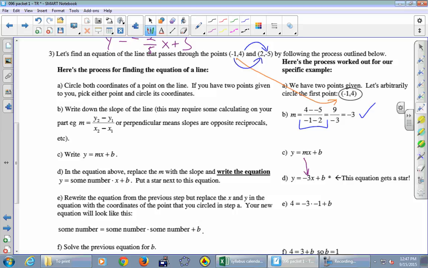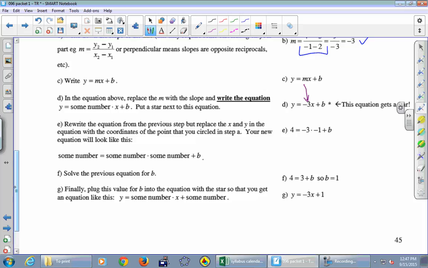Okay, let's see. So we got that. All right, and then it says put a star next to that equation. There's the star. We're going to refer to that equation later on, so I just need a way to reference it. Okay, part E. Rewrite the equation from the previous step. That's the y equals -3x plus b. But replace the x and the y in that equation with the coordinates of the point that we circled way back when in step A.